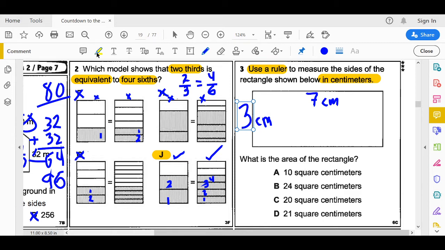The question is, what is the area of the rectangle? Remember, we had a question like this in our paper from yesterday, and I typed for you that area equals the length times the width. So we have to multiply the length, which is 7, times the width, that is 3. So what is 7 times 3?